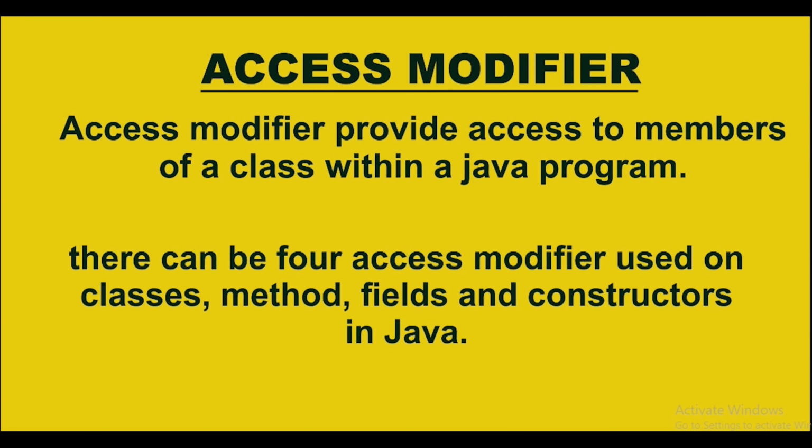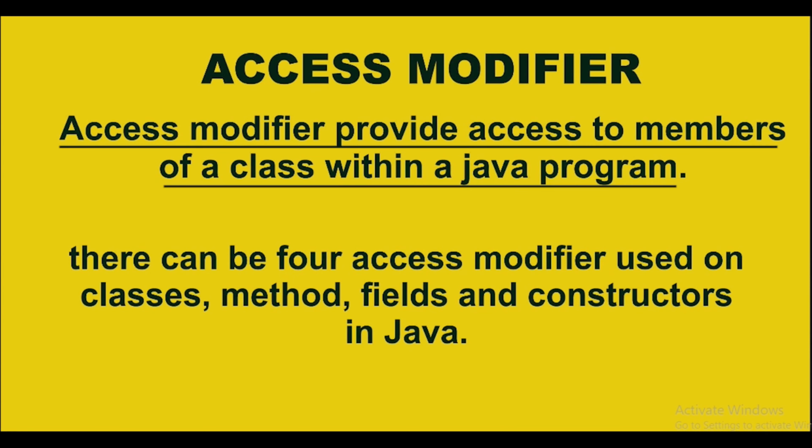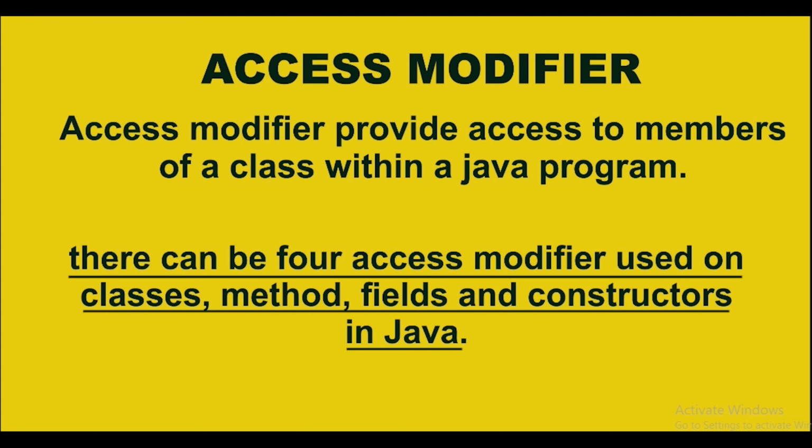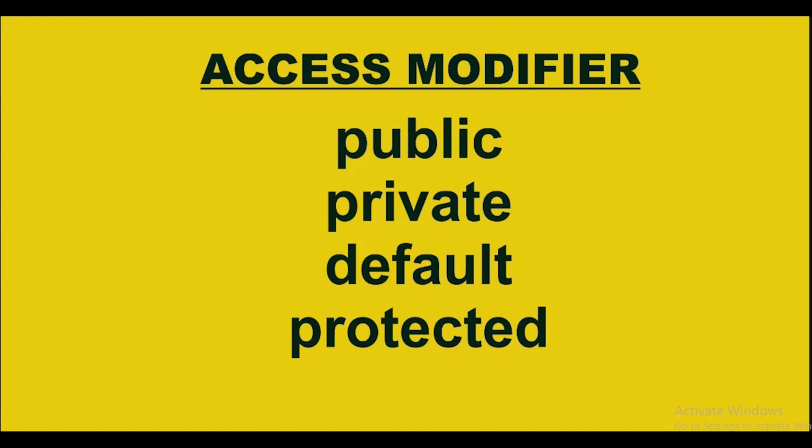Access modifiers. Access modifiers provide access to members of a class within a Java program. There can be 4 access modifiers used on classes, methods, fields, and constructors in Java. There are 4 access modifiers available in Java: public, private, default, and protected.